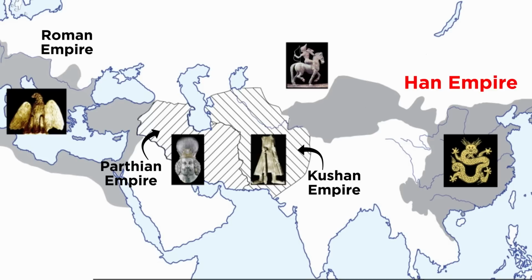The Hans also began a military alliance with the Kushan Empire in northern India and exchanged gifts with the rulers of Parthia, Burma, and Japan.